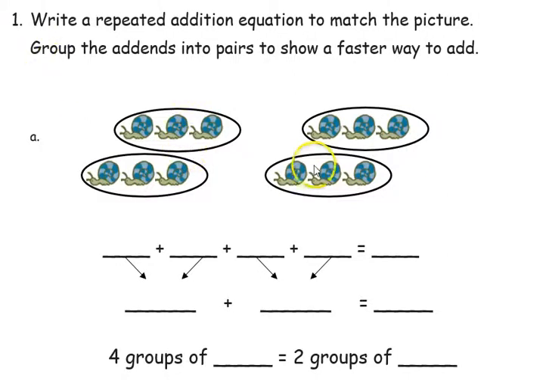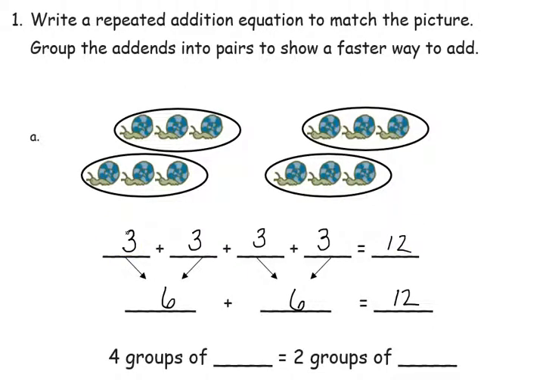I have 4 groups and there are 3 snails in each group. In my repeated addition, I'll show the number of snails in each group. I have 3 plus 3 plus 3 plus 3. In order to find my total, instead of skip counting by 3, I can combine pairs of 3. I'll take my first 2 3's and combine them. 3 plus 3 is 6, and the second pair of 3's, 3 plus 3 is another 6. 6 plus 6 is 12. That means 3 plus 3 plus 3 plus 3 is also 12.